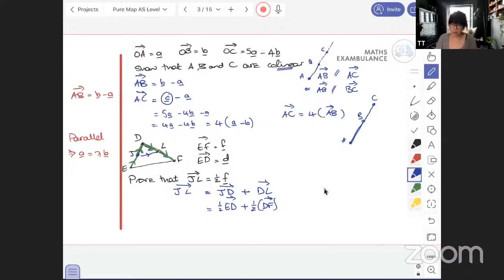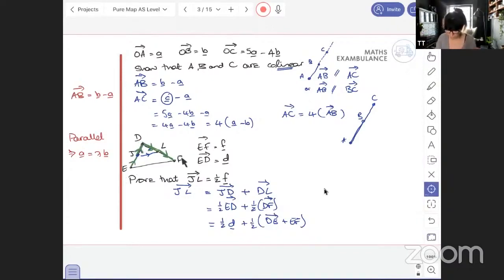E to D, we are told that E to D is D. D to F, I don't know what D to F is, but I do know that D to F is the same as D to E plus E to F. I'm allowed to go via other things. So to get from D to F, I could go from D to E and then from E to F.